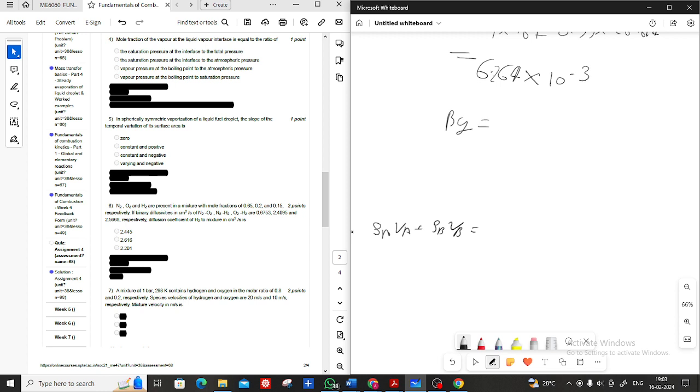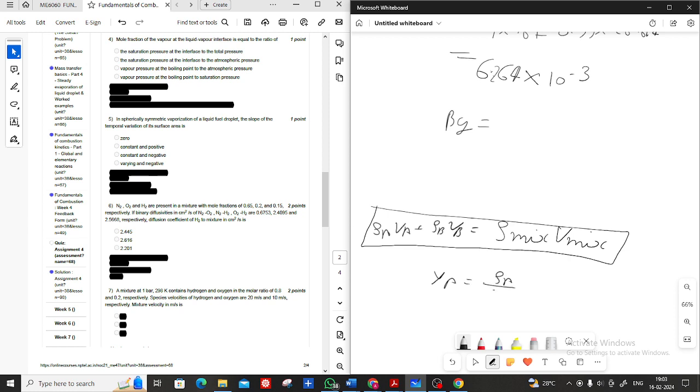Okay. I think there is some tricky part in this question. See, I don't think there is any tricky part in this question. But you need to use this formula only. That's it. So we have to calculate Y of mix. Y of A is equal to rho A upon rho of mixture.